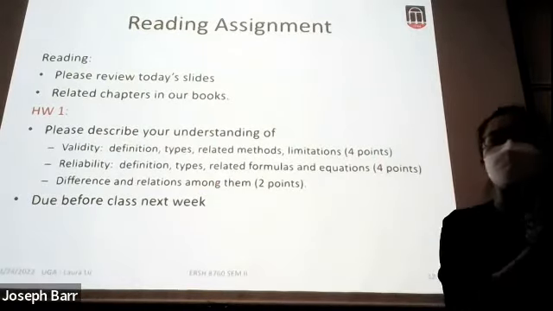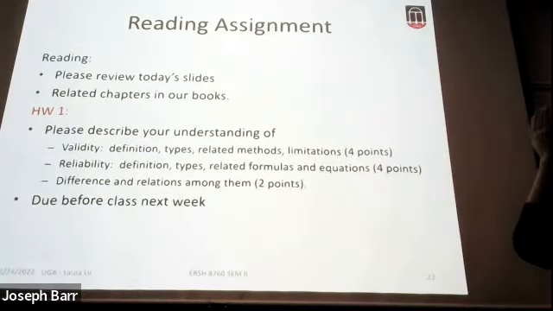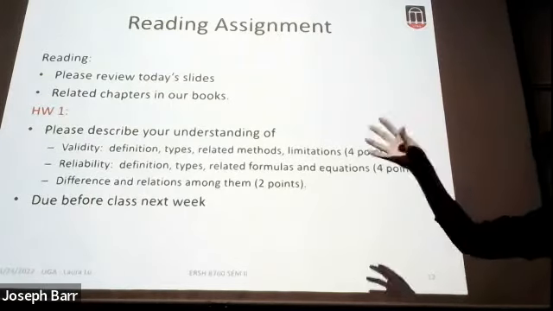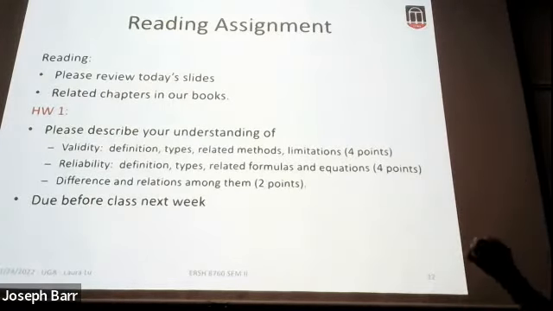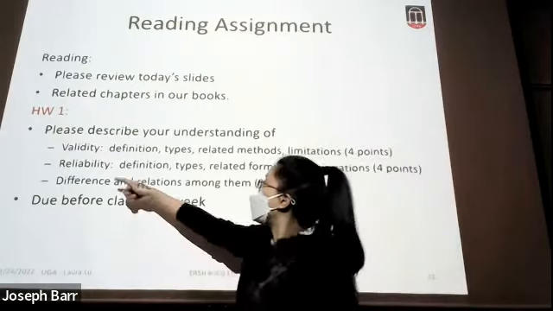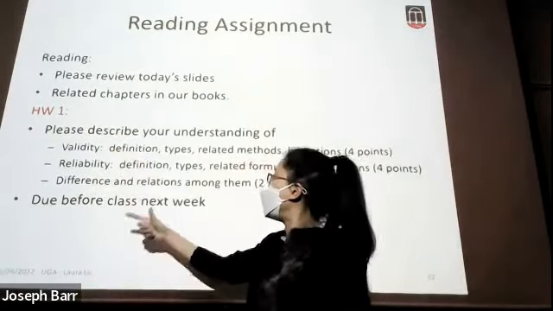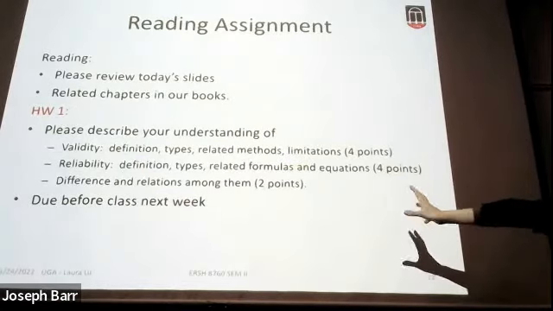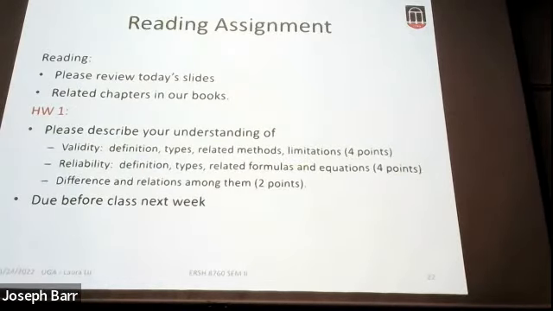And you can talk about different types of measures, starting from parallel measures, then tau equivalent and the congeneric. And also the difference between validity and reliability, and their relation. Two points. That's it. Any question? You can just read chapter 6. It gives you all the details of these concepts. It's due next class. That's all for today's class.